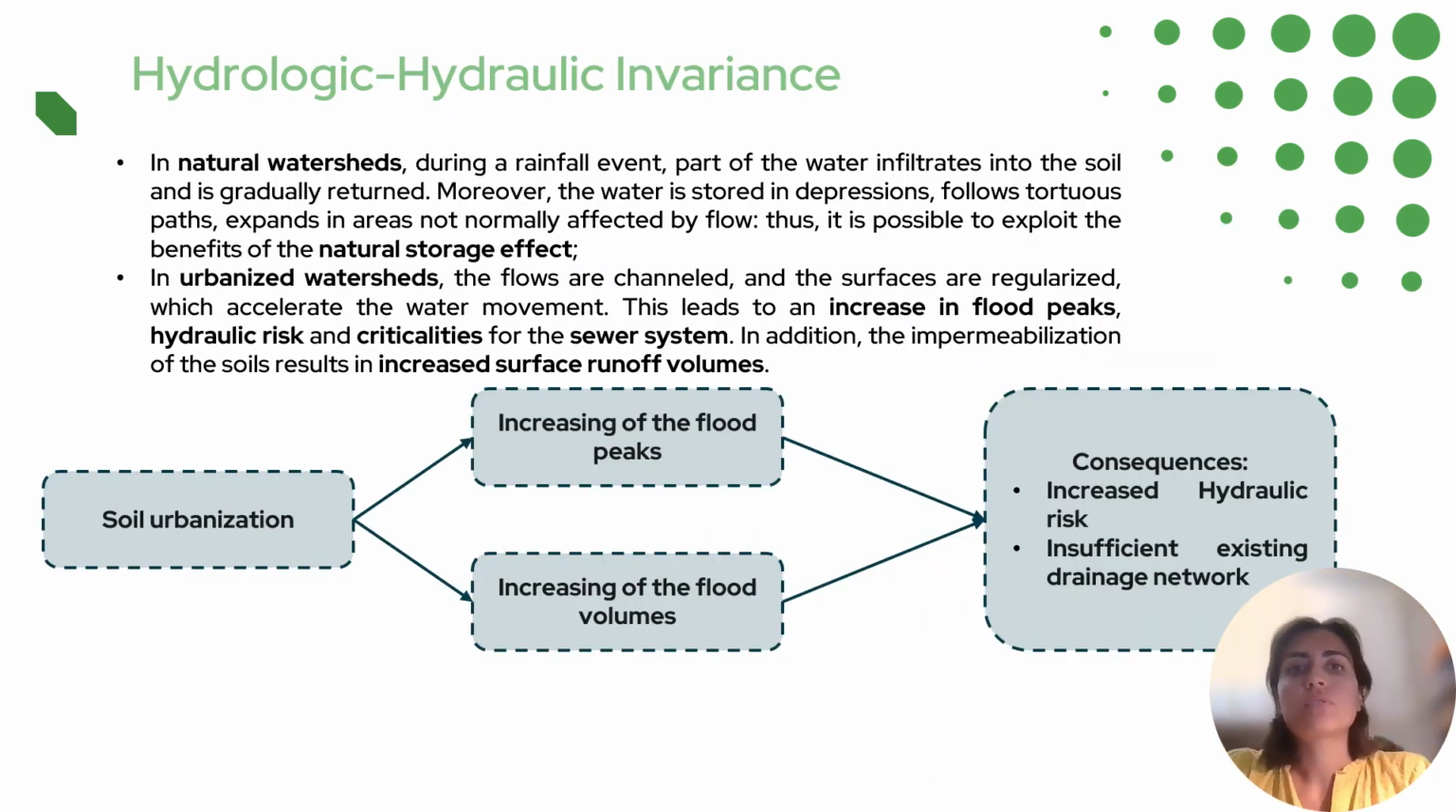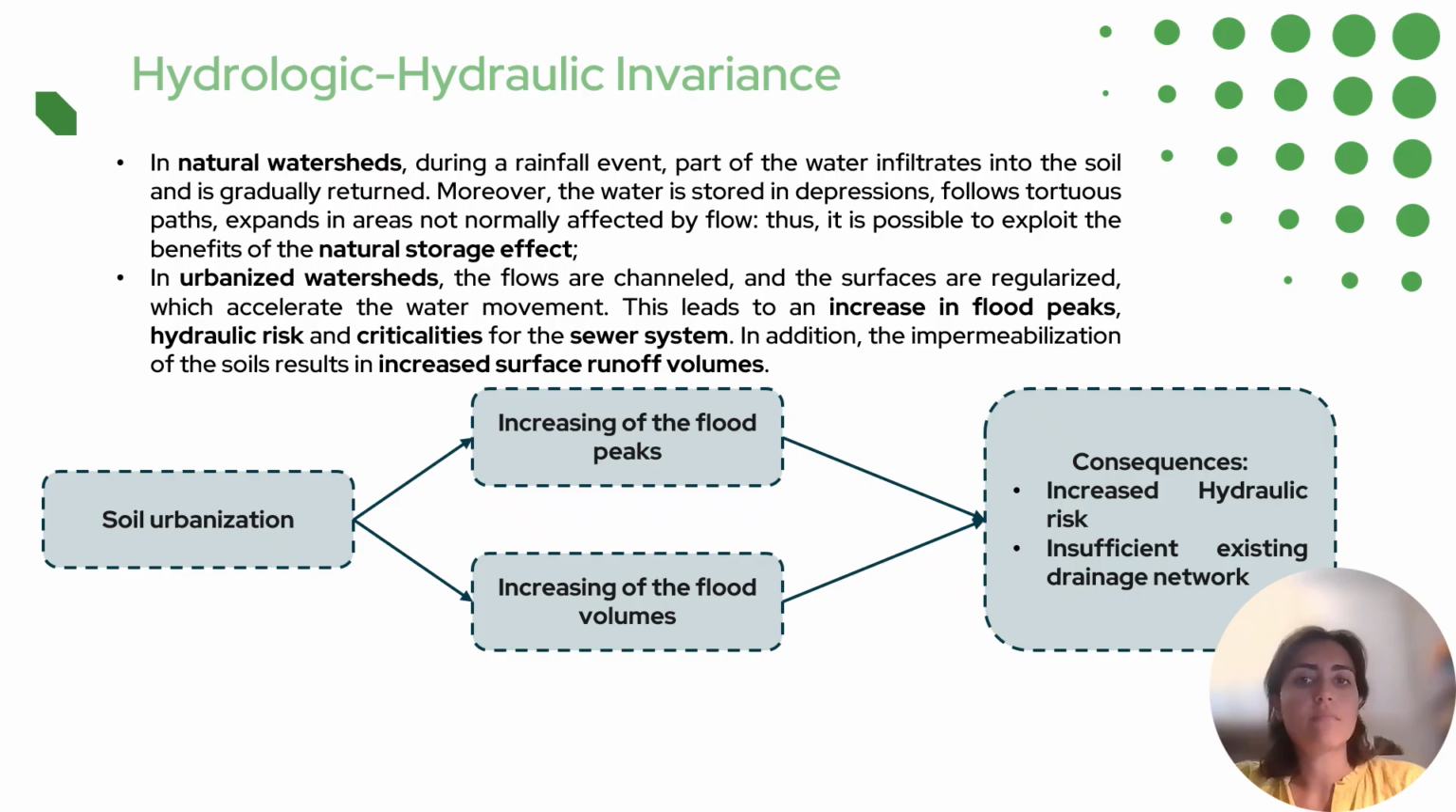Here I would like to introduce the concept of hydrologic-hydraulic invariance. In a natural watershed, during a rainfall event, part of the water infiltrates into the soil and is gradually returned to the river system. Not all precipitation immediately becomes runoff, because water can be stored in depressions, follow irregular paths, or spread into areas not usually affected by floods. This natural storage effect helps to reduce flood peaks and delay the flow.